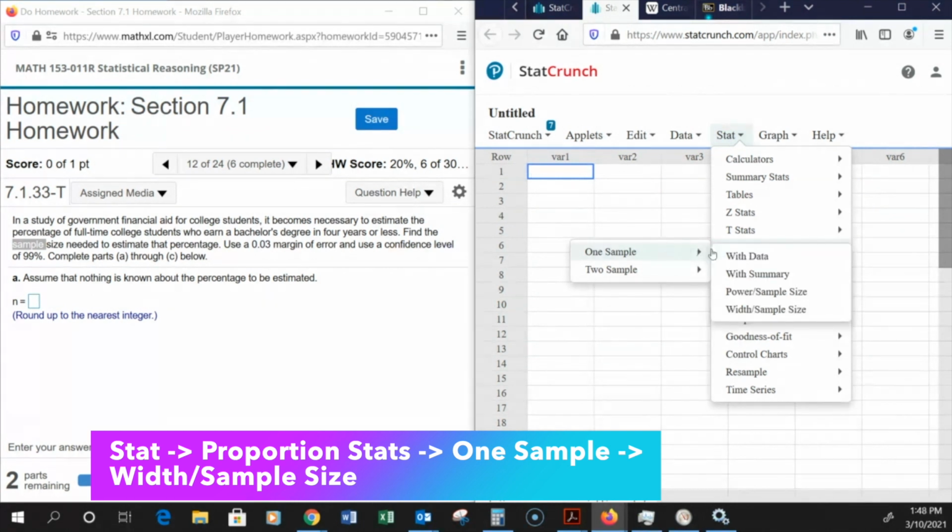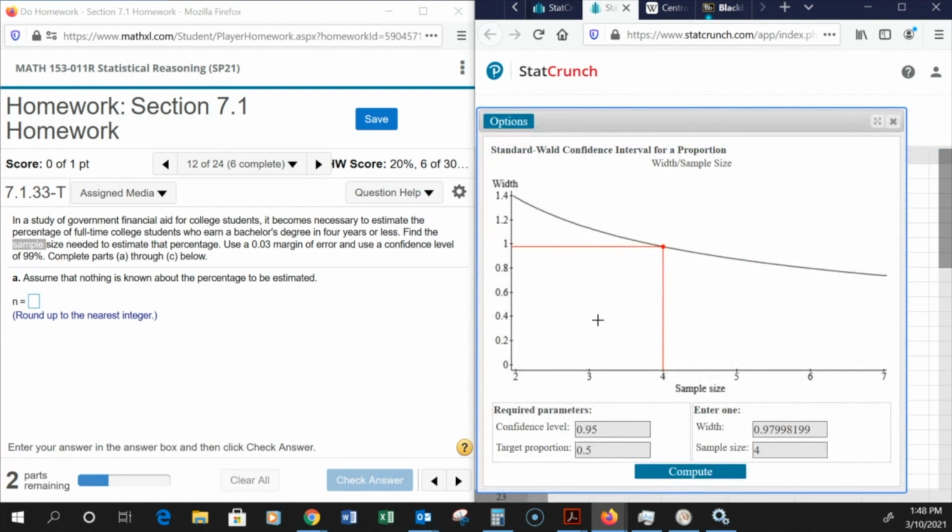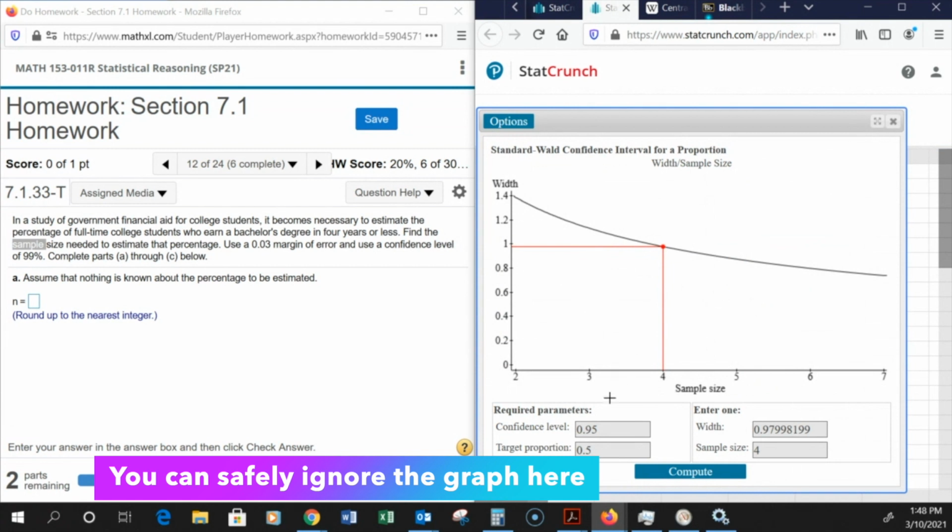This is different finally. We go to width, sample size. Power is something we will mention very, very briefly later in the course. I might spend 2 minutes on it. It deserves an entire lecture, but we don't have the time, sorry. Width is what we want to know. So use width, sample size. And this is a strange looking thing. It's like, wait, what? But don't worry about the graph. The graph means nothing to you. All that matters here is you have to put these values in. And most of it's copying.